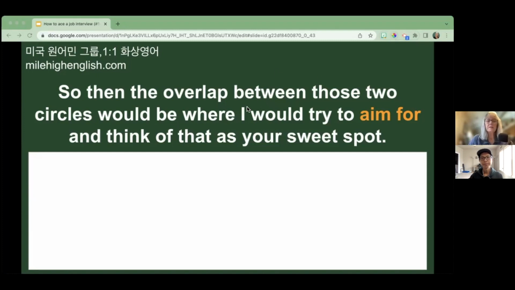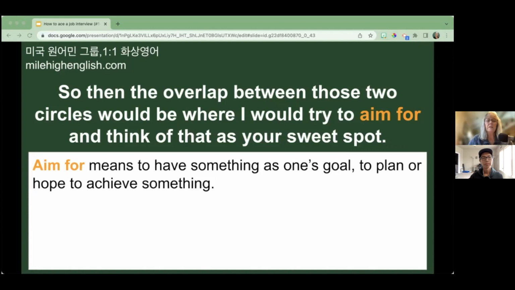Gotcha. Okay, so how about the expression aim for? Let's look at that first. Is that something you're familiar with? Have you heard it, used it? Yeah, I have heard of it. Okay. And here's an actual definition of aim for: it means to have something as your goal, something that you have planned for, or something that you hope to achieve.